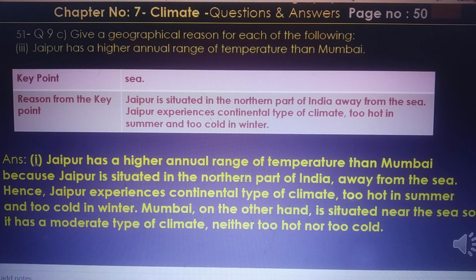Question number 51. Jaipur has higher annual range of temperature than Mumbai. The key point is sea. Jaipur is situated in the north part of India, away from the sea. Jaipur experiences a continental type of climate, too hot in summer and too cold in winter.